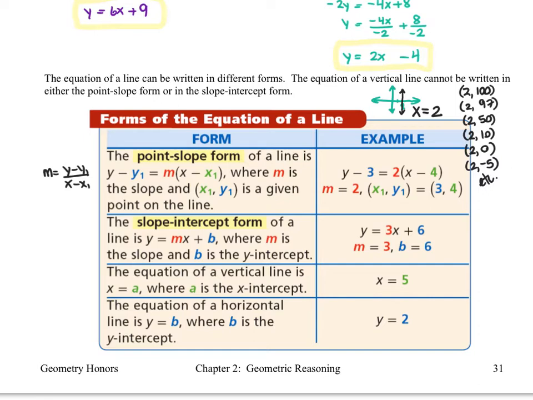The slope-intercept form is the one that we're familiar with from Algebra 1. Y equals mx plus b, where m is the slope and b is the y-intercept, which once again is where the line intersects with the y-axis. Then we have the equation of a vertical line, again always in the form x equals a constant. And the equation of a horizontal line is always going to be in the form y equals a constant.